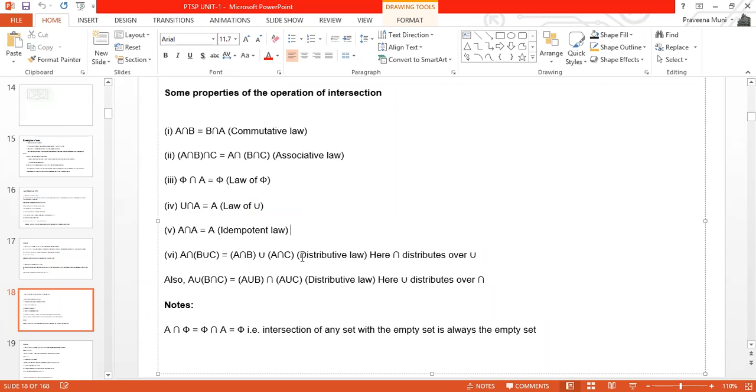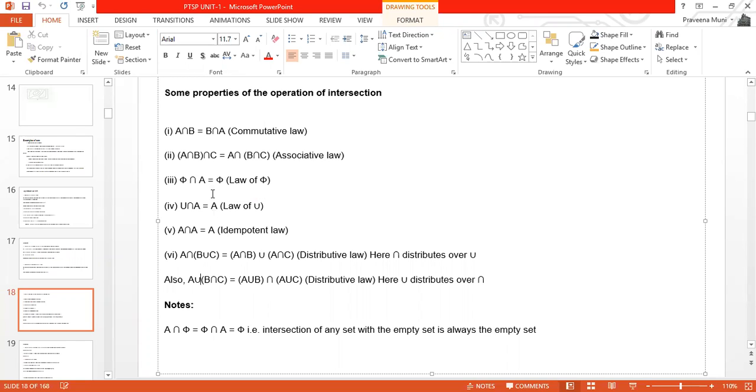And the intersection will also satisfy the distributive law. What is the distributive law? A intersection (B union C) is equal to (A intersection B) union (A intersection C). Similarly, A union (B intersection C) will be equal to (A union B) intersection (A union C).